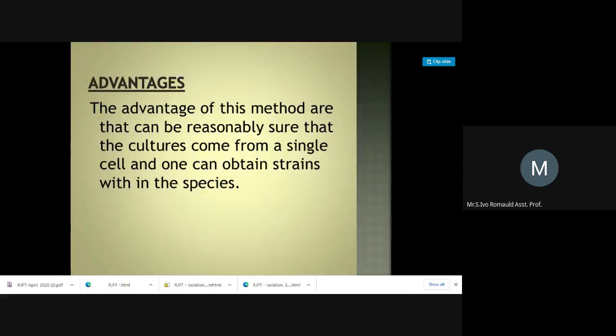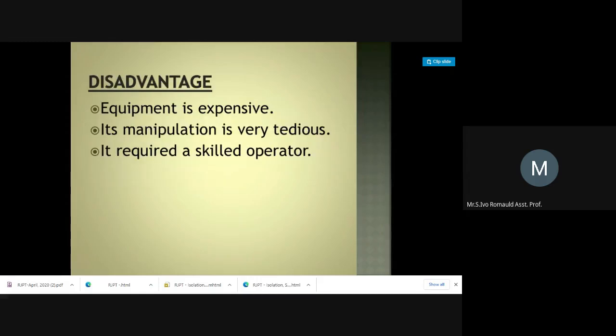Okay, so advantages of this method are, one can be reasonably sure that the cultures come from a single cell, and one can obtain strains within the species. Disadvantages: equipment is expensive, its manipulation is very tedious, and it requires a skilled operator. Normally a single person will be handling all these techniques, unlike other labs where two or three people are involved.